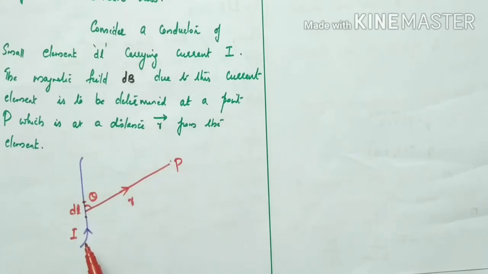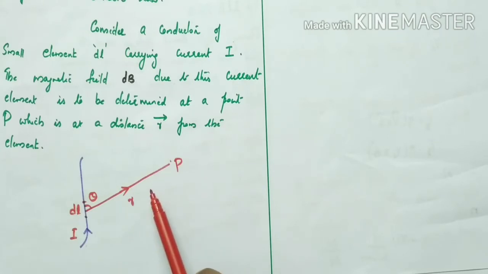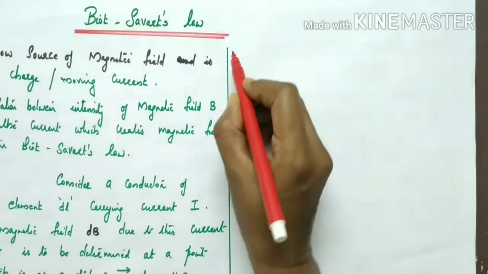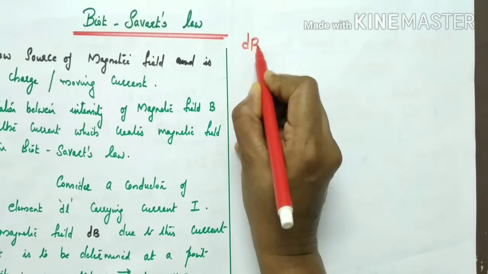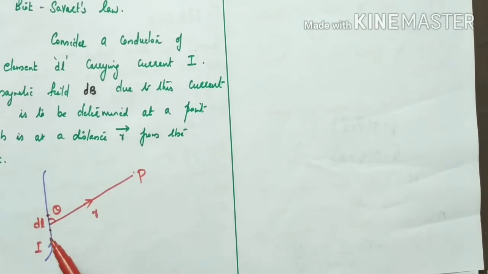Once more, assume a current carrying conductor carrying current I, and a small current element dl. P is a point at distance r from the current element, and theta is the angle between the current element and the position vector r. Now, according to Biot Savart's law, the small magnetic field at the point P due to this current element may depend on some factors. It depends on current. As current increases, we know the magnetic field increases, and as length increases, again the magnetic field increases.